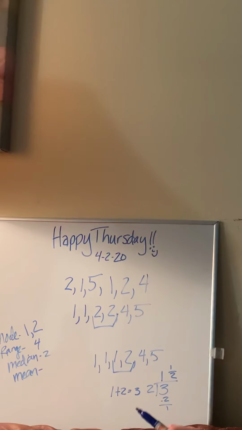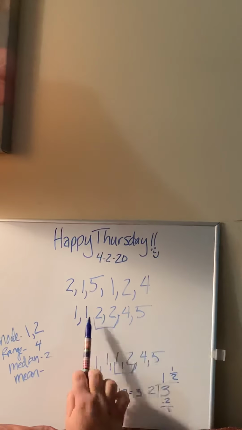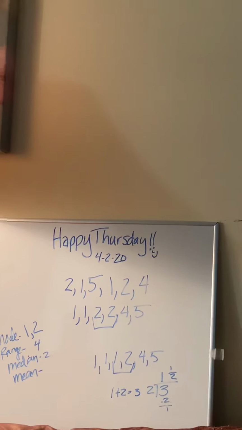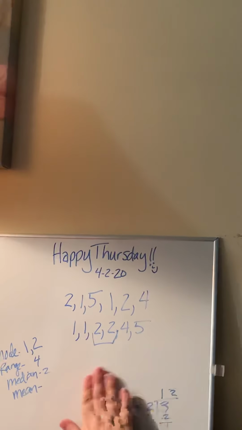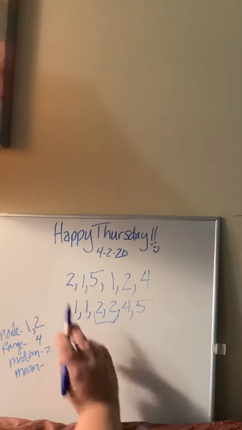All right, so when you have an even number, make sure you take the 2 middle numbers, add them together, and then divide them by 2, all right? All right, so let's finish up with this data set. Our mean, we're gonna add them all together.